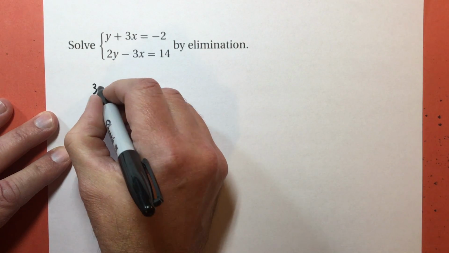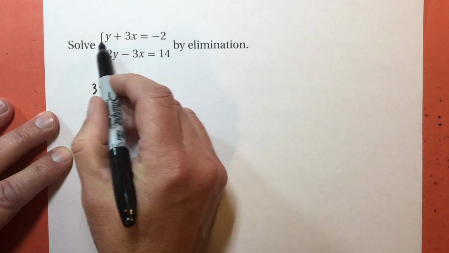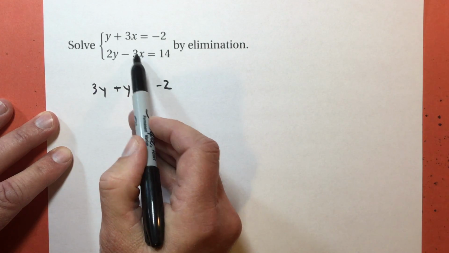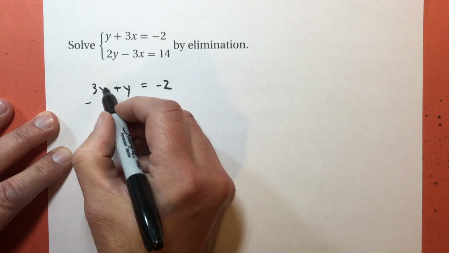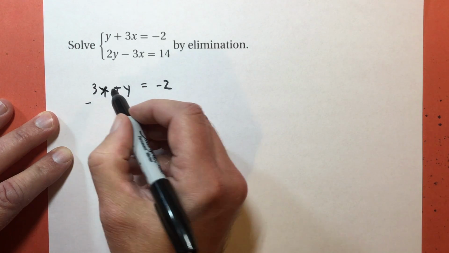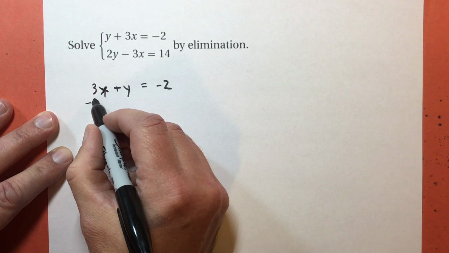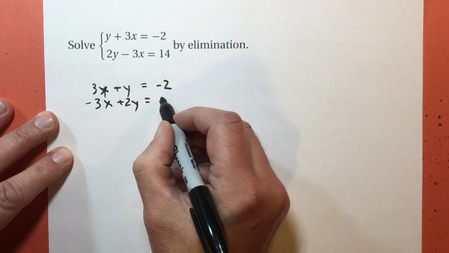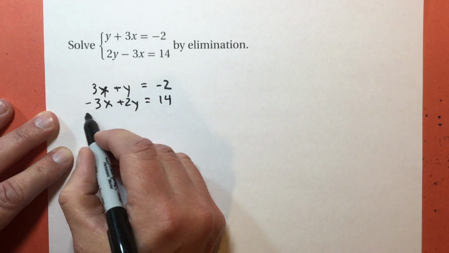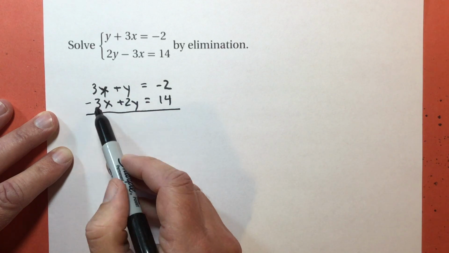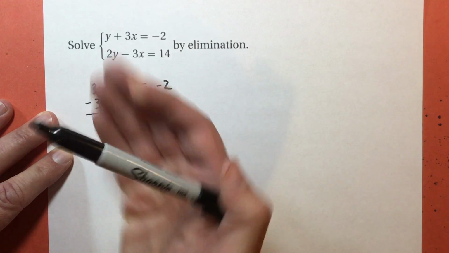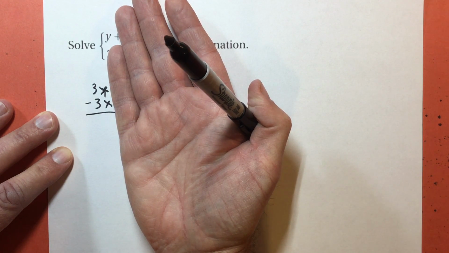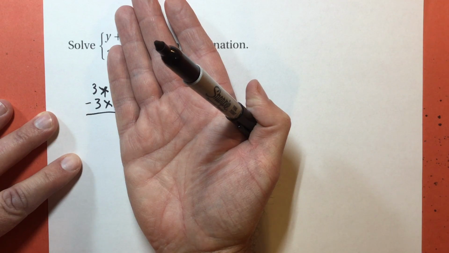So I'm going to write 3x plus y. So I just turn those two things around, equals negative 2. And I'm going to put the negative 3x, oops, I wrote y. I'm sorry, I said x, but I wrote y. That's supposed to be an x. Oops. Negative 3x plus 2y equals 14. Positive 3 plus negative 3 equals 0. So that's where the elimination comes from. Those get eliminated. They're opposites of each other. They add up to 0.